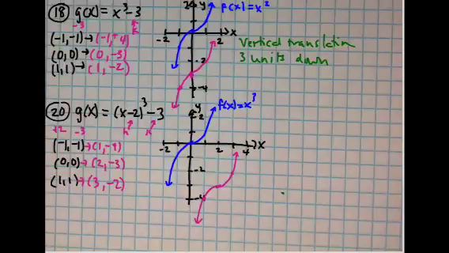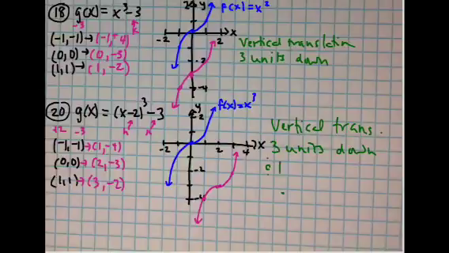So the transformations on g of x were a vertical translation, I'll just put translation, 3 units down, and a horizontal translation, 2 units to the right.